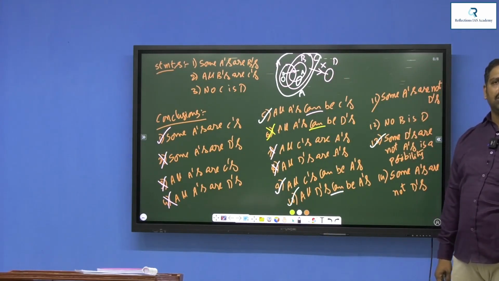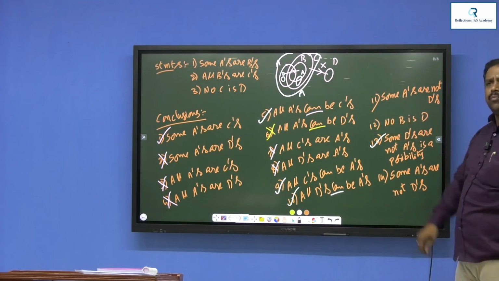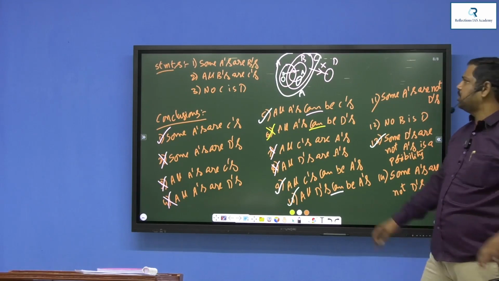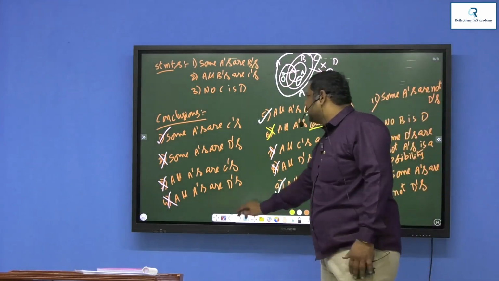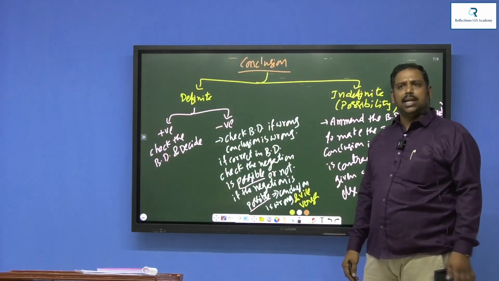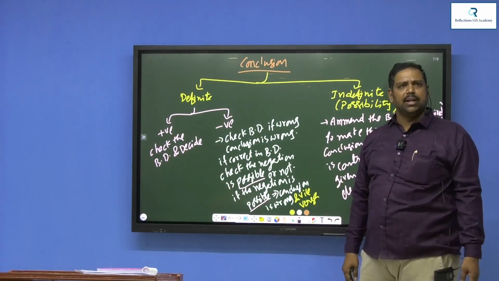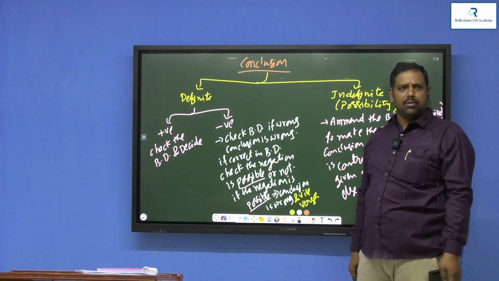Some years are not this. Is it definite positive or definite negative? Say loudly. Definite negative. First, he said that clearly. Check the basic diagram. If wrong, it is wrong. The game is over. No need to go with any other statement. Yes or no? If correct only, we have lot of steps.